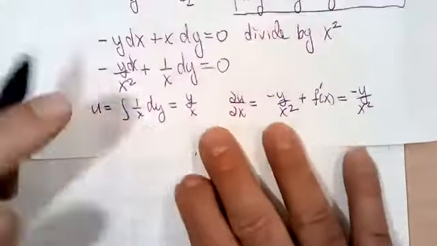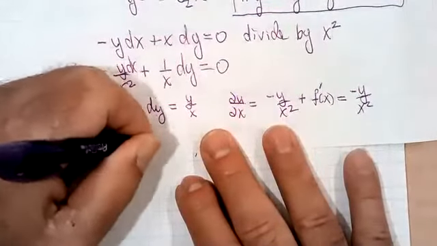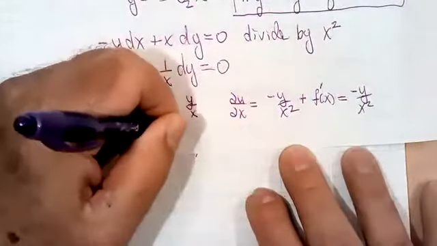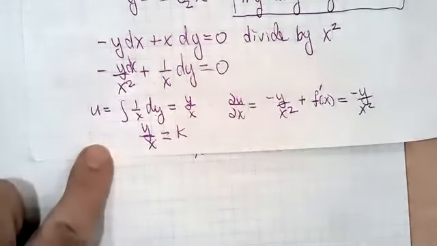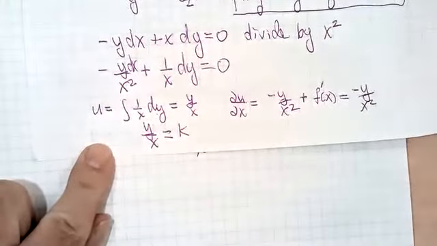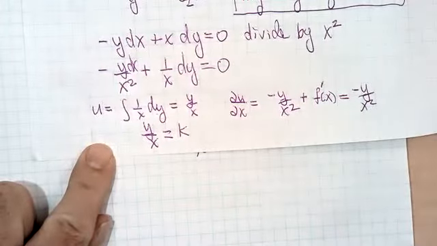Where is u? Here's u. Y over x equals a constant. And I think we solved it by separation and got the equivalent solution. But I don't even know where I put that.